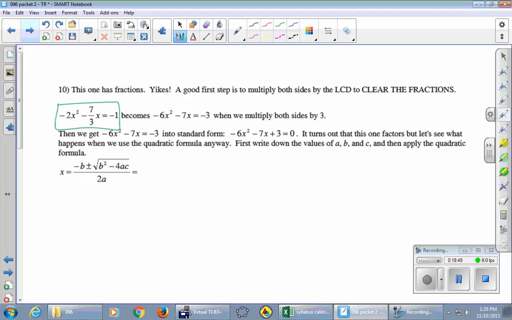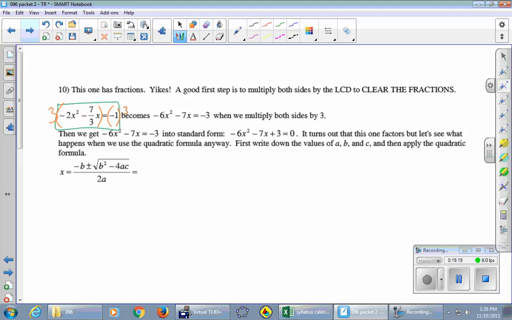You're welcome to use the quadratic formula on this thing in its current state, as long as you get the 0 on one side. But why don't we make our lives easier and get rid of all the fractions? What can I multiply everything by to get rid of the fractions? It's 3, right? The only denominator I have is a 3. If I multiply everything by 3, that 3 will go away in the denominator. So that's a good first step. Not mandatory, but recommended. So multiply everything by 3.